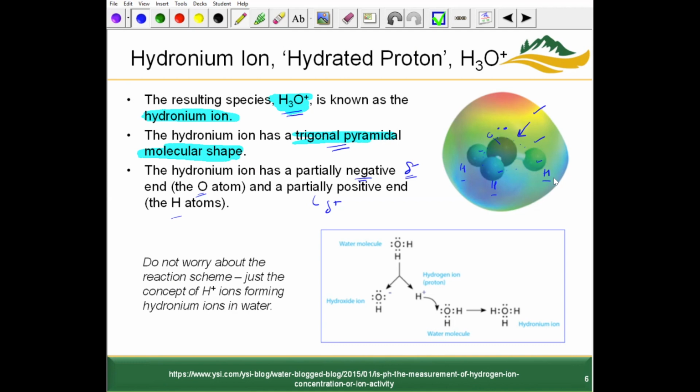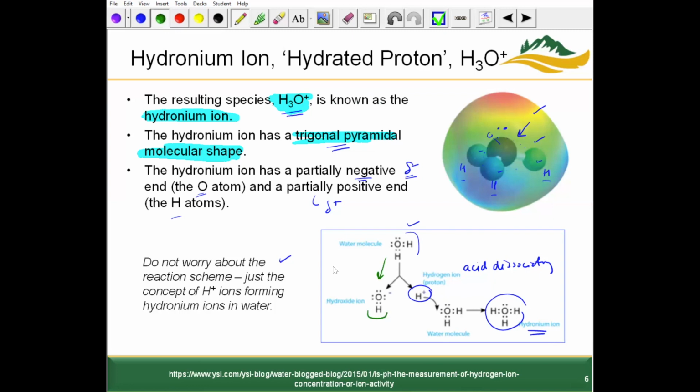You definitely do not need to understand this reaction scheme or worry about it. I just wanted to show you in general how we can go from a water molecule. We add an H+ that came from an acid dissociating. Then H+ with H2O leads to this hydronium ion. What we'll end up seeing as well is that a water molecule can also dissociate into OH-.